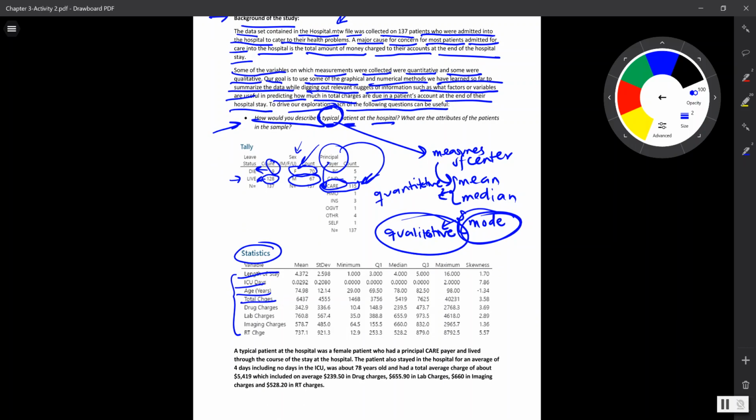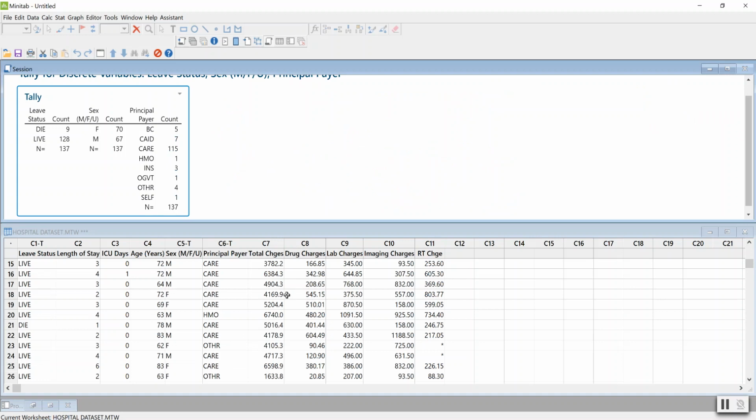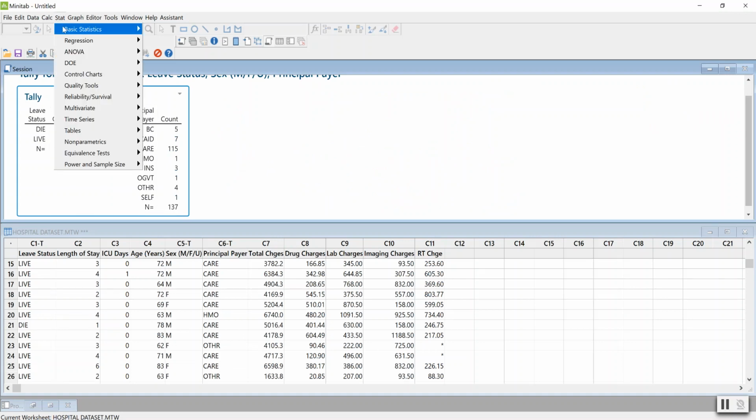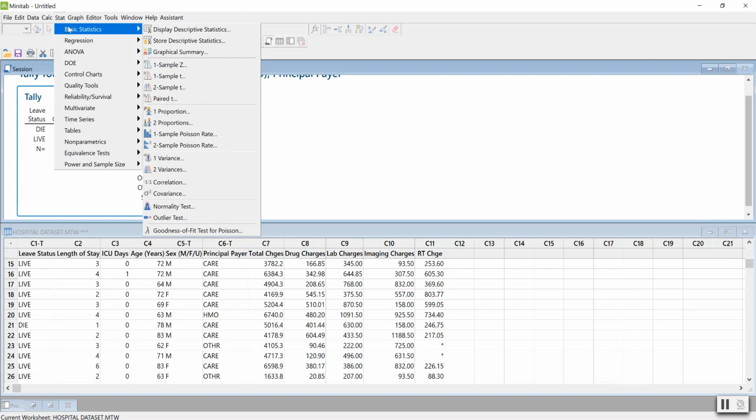So we go into Minitab and do that. What you want to note is that our goal here is to generate this report in Minitab. All right, so here we are in Minitab. I will go into statistics, basic statistics. This time, I will not go to tables. For quantitative variables, I will go to display descriptive statistics.